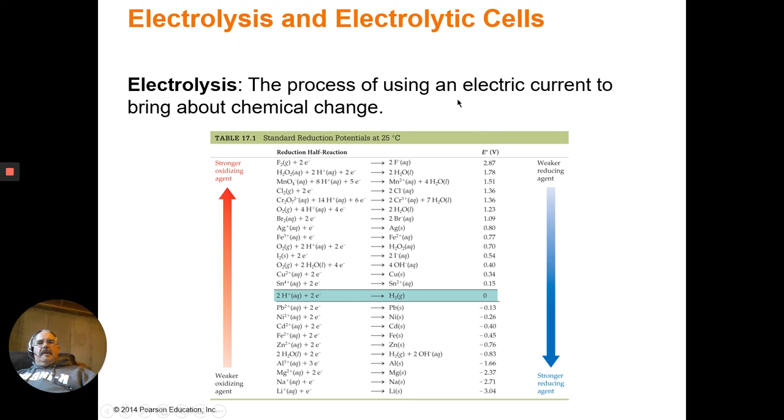Metals are electroplated by a process called electrolysis, where we supply an external electric current to bring about a chemical change. So here again is the table of standard reduction potentials, and electrons will flow spontaneously from higher up on the chart to lower down. But in order to reverse the process, we can supply an electric current.